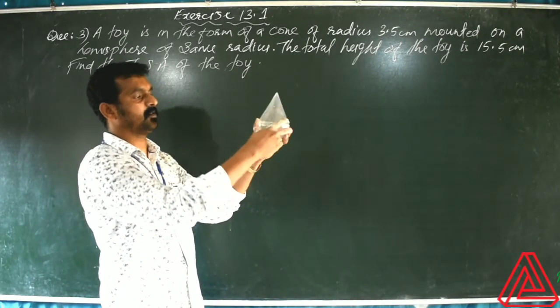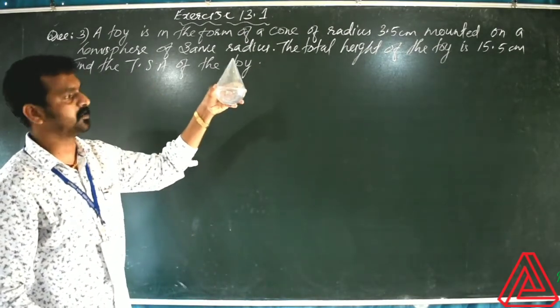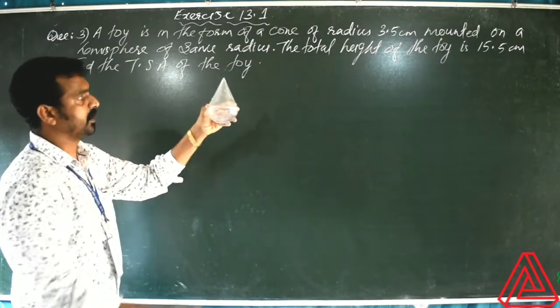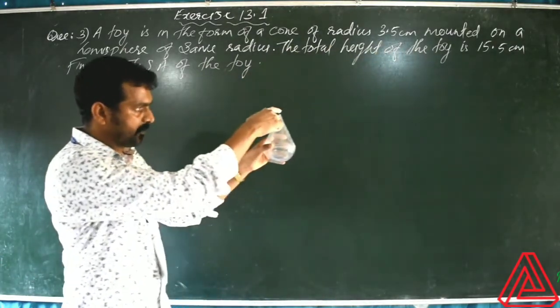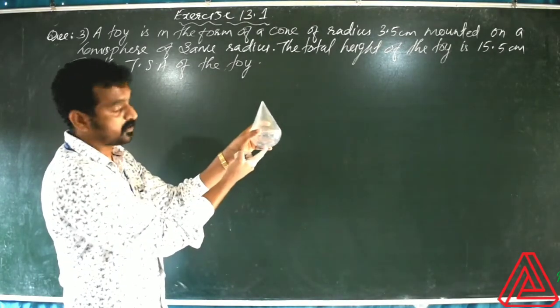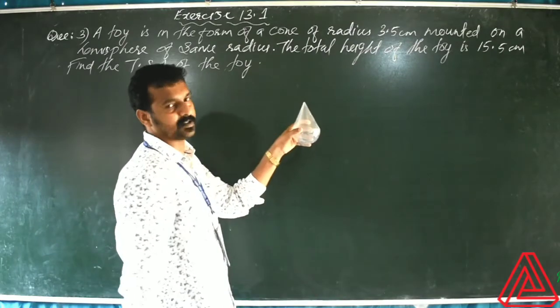That is, the cone is mounted on a hemisphere. So this one is the toy. This cone is mounted on a hemisphere. The total height of the toy is the total height from here to here. Total height of the toy is 15.5 centimeter.